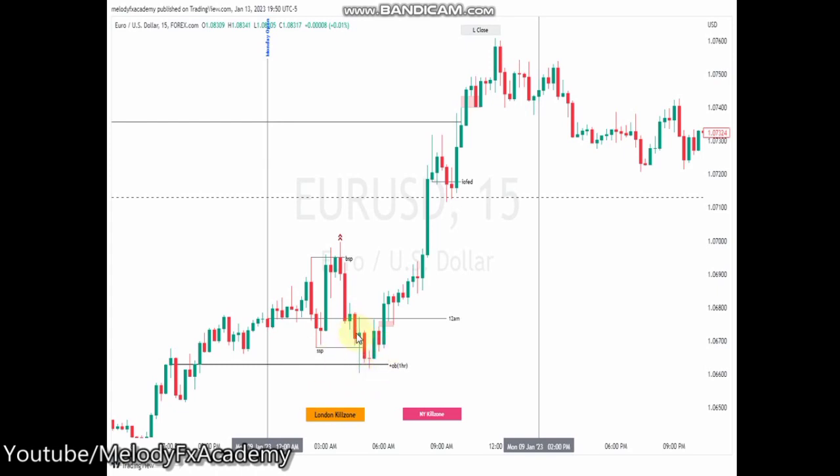So once price trades into this order block, that is where we start going to our lower time frame, okay. So for my lower time frame, I like looking at the 3 minute, 2 minute, 1 minute time frames.